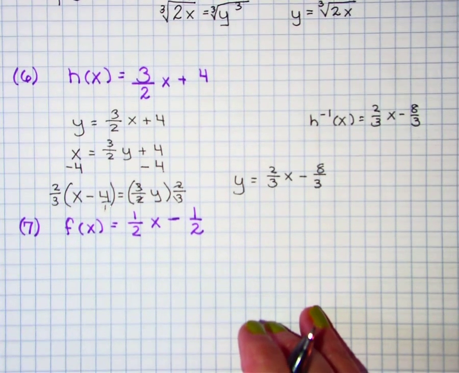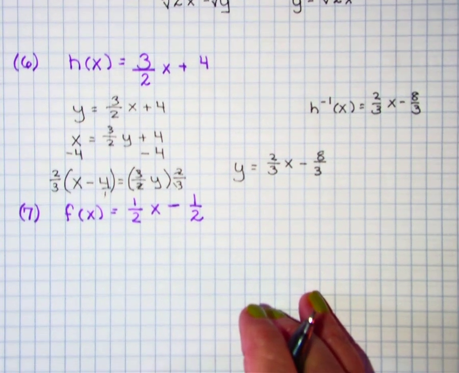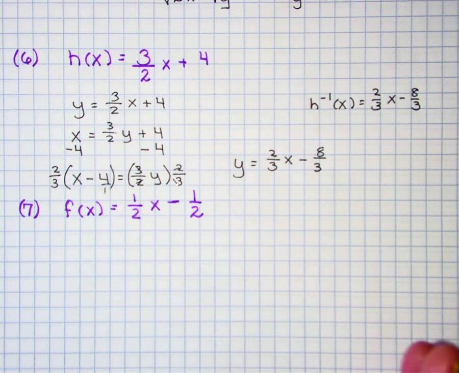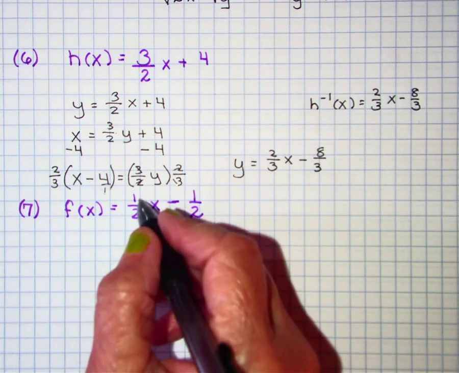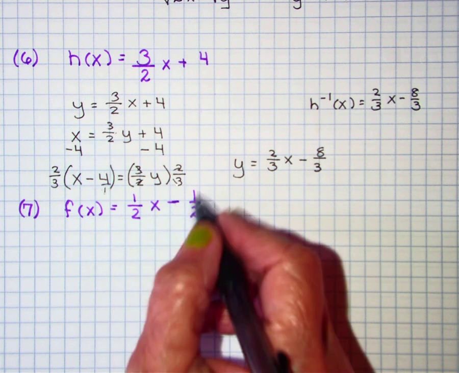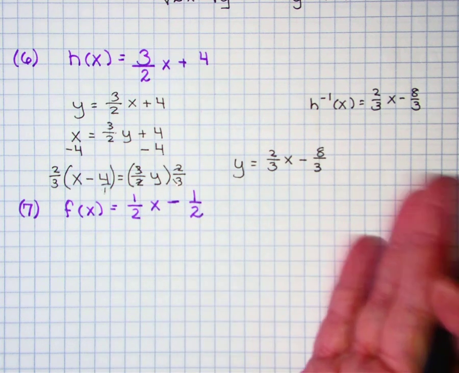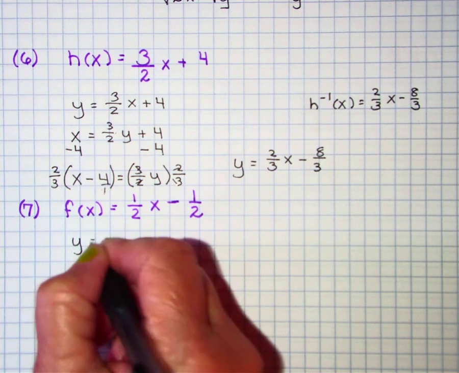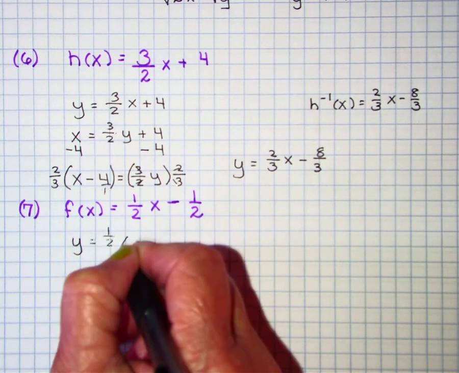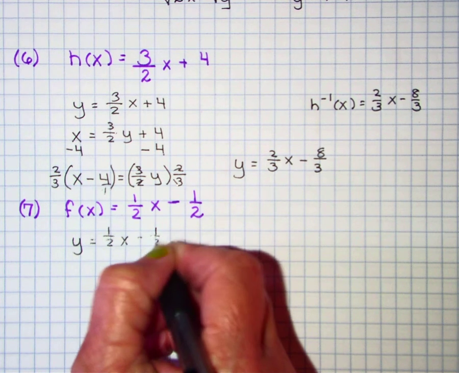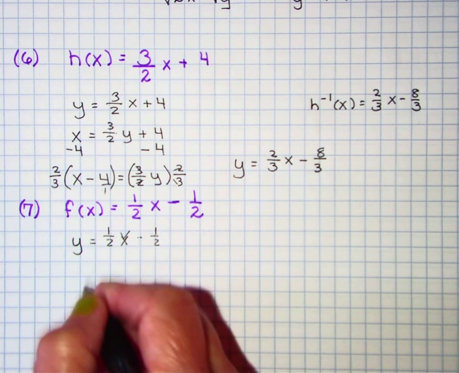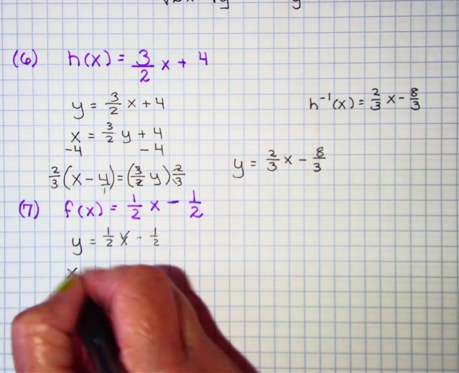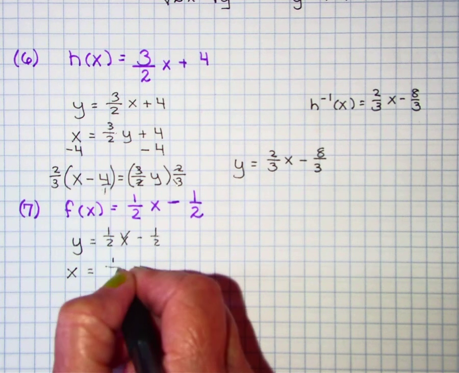Now my next function is a little bit easier for me to deal with. I have f of x is equal to 1/2 x minus 1/2. I already have 2 1/2s, so let me look at this. This is y equals 1/2 x minus 1/2, and that x is over all of that. So now I'm going to change my x and my y.